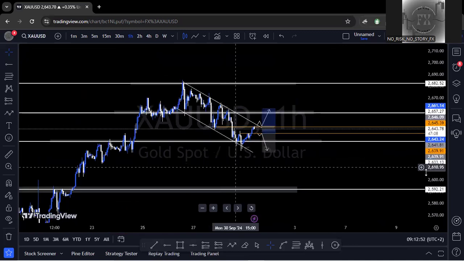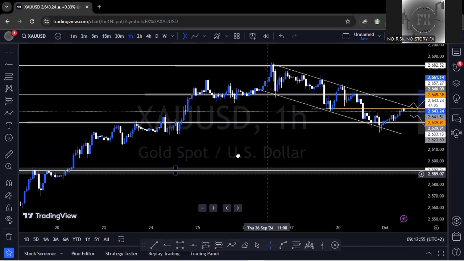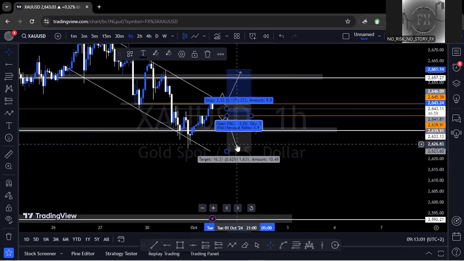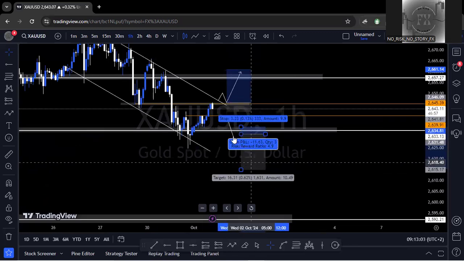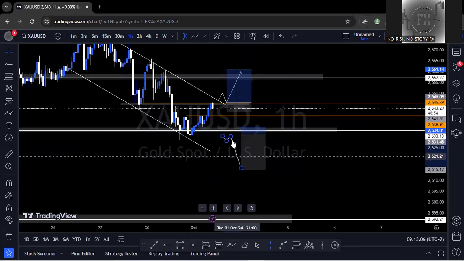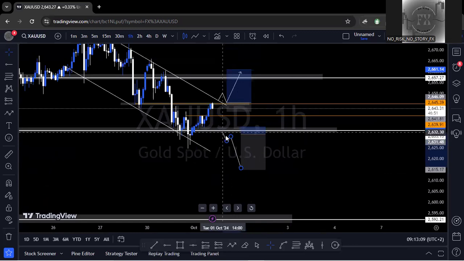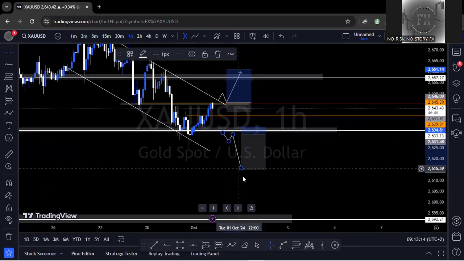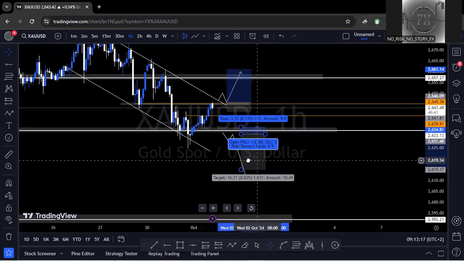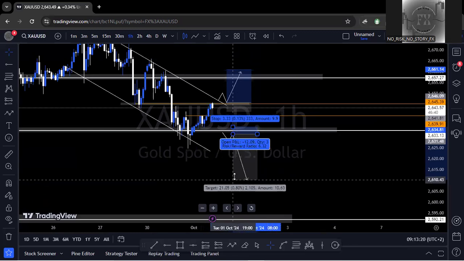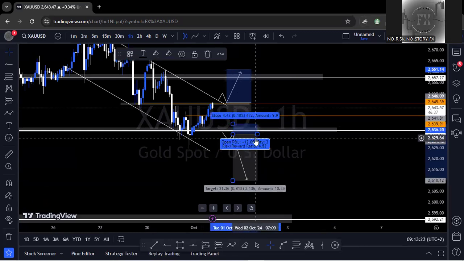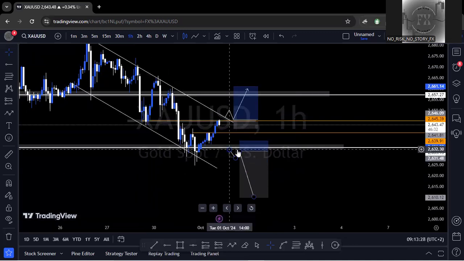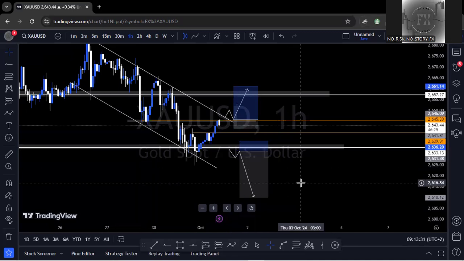you should just wait for this market to either break these lows here, and then a retest to then go to the downside. Then place your stop loss somewhere above here. If it breaks below these lows, retest, then it will go to the downside.